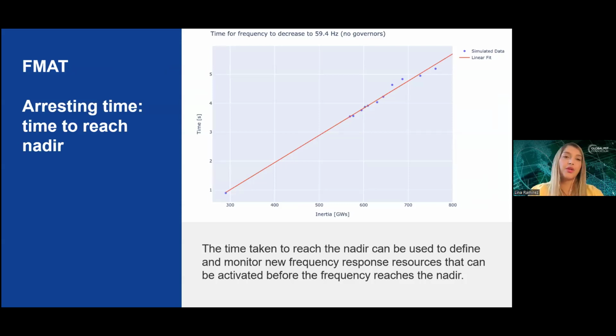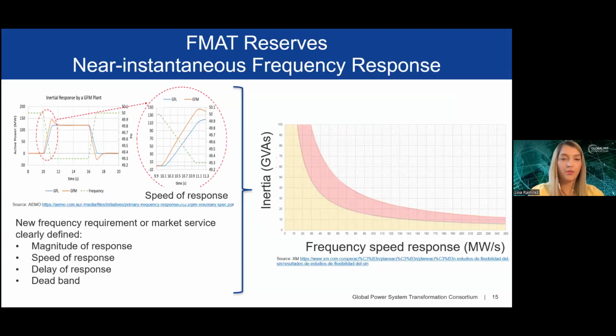Also, another metric that we mentioned is the resting time, so the time to reach the nadir. That is really important. We need to analyze that really well in planning, in all the studies, and also with all the historical data, because that can help us define the resources and the time of delivering that response in the system. So by tracking that resting time period during real events, and also with the planning studies, we can define the type of response that we need during the resting period in order to keep the frequency stable and avoid tripping load.